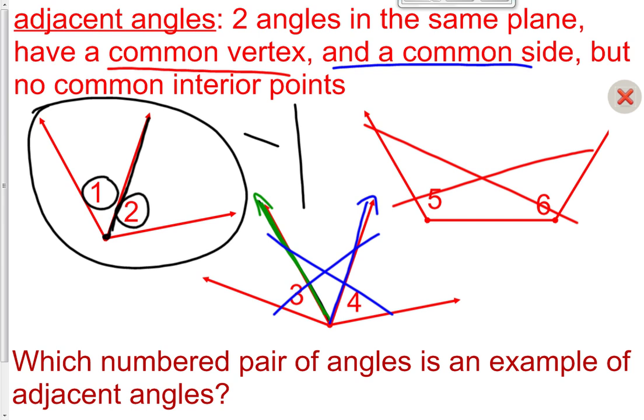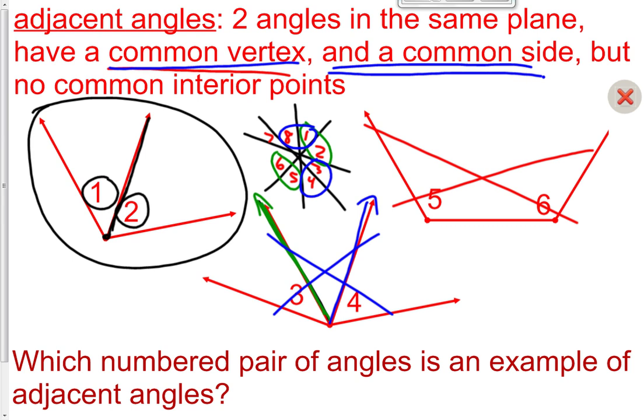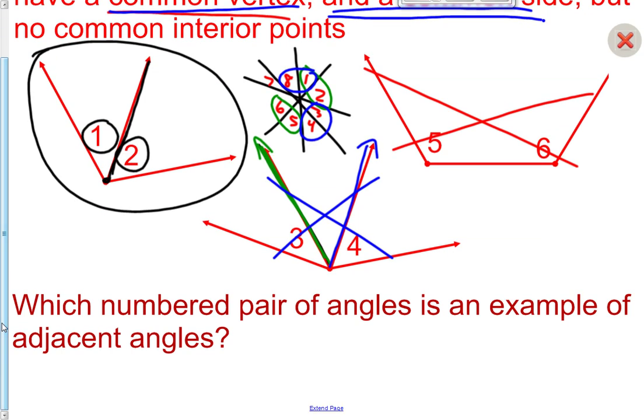So if you were to have a lot of these intersecting lines right here, the neighboring angles are adjacent. If this is angle 1, angle 2, angle 3, angle 4, angle 5, angle 6, angle 7, angle 8, angles 1 and 2 are adjacent. Angles 6 and 5 are adjacent. Angles 1 and 8 are adjacent. Angles 3 and 4 are adjacent. It's two neighboring angles that are next to each other. They share a common vertex and they share a common side. So, which numbered pair of angles is an example of adjacent angles? This one is, the other two are not.